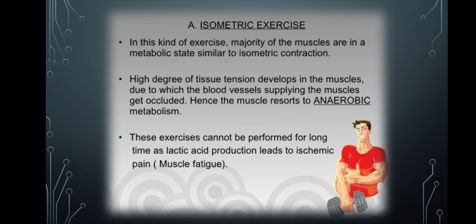Isometric exercise. In this kind of exercise, the majority of the muscles are in a metabolic state similar to isometric contraction. A high degree of tissue tension develops in the muscles, due to which the blood vessels supplying the muscles get occluded. Hence, the muscle resorts to anaerobic metabolism. These exercises cannot be performed for a long time, as lactic acid production leads to ischemic pain or muscle fatigue.